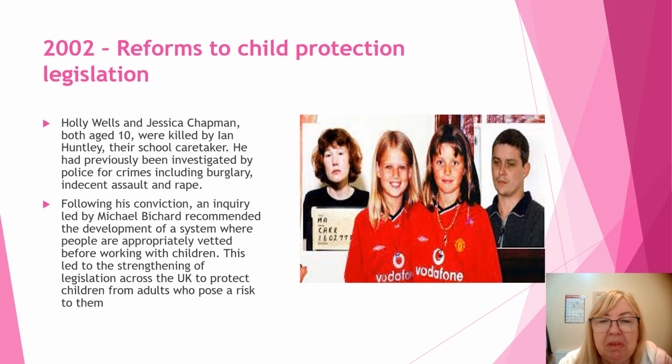And this was about a guy who was a school caretaker who'd actually previously been investigated by police for crimes he committed. He committed burglary, indecent assault, and rape, and yet somehow he got a job as a school caretaker. And he ended up taking two little girls from school and sexually abusing them and killing them. So that was the sort of legislation again that was strengthened about protecting children from adults who pose a risk. If you have a criminal conviction, you won't be allowed to work with children now. Had we had that in place, he would never have got the job. He wouldn't have been allowed to be in the job.